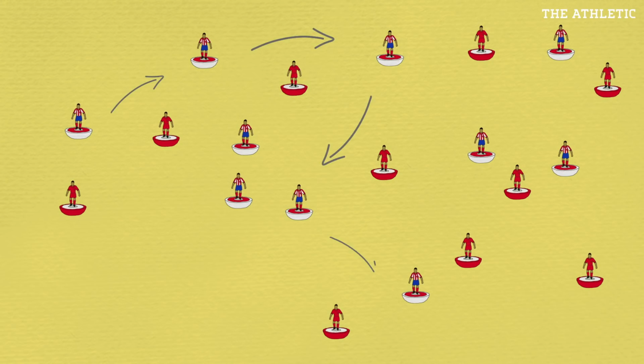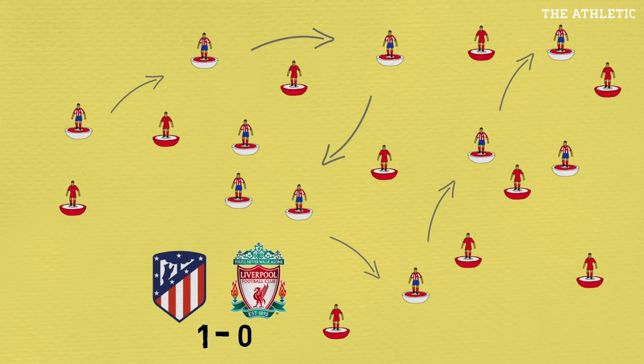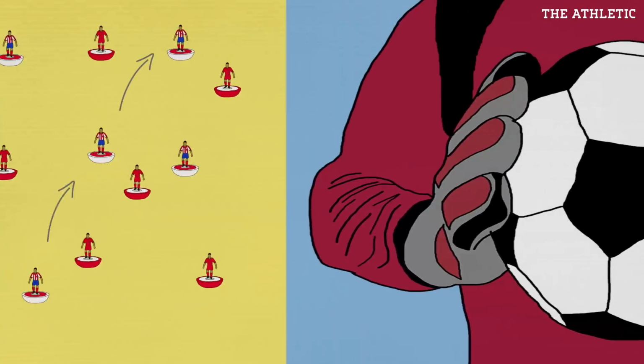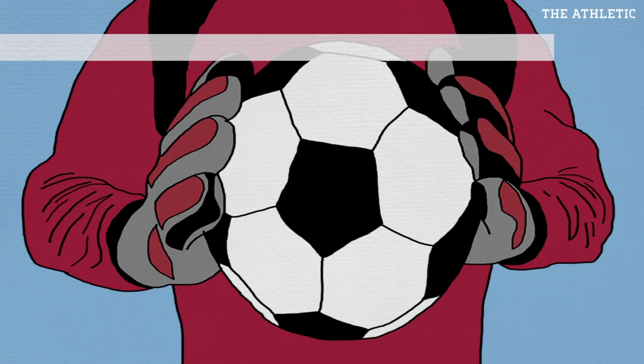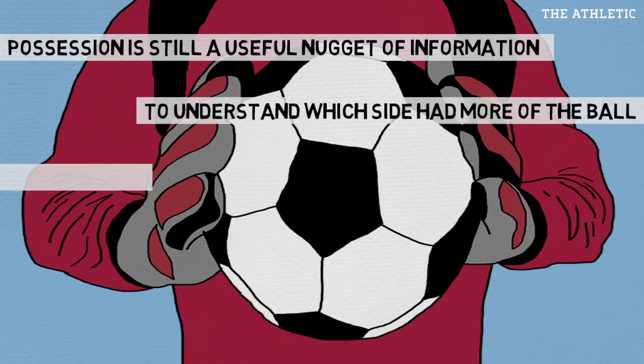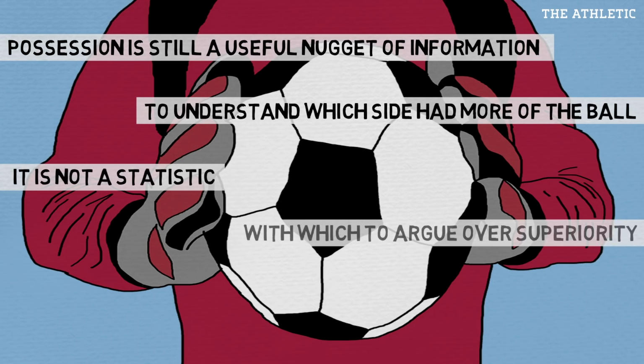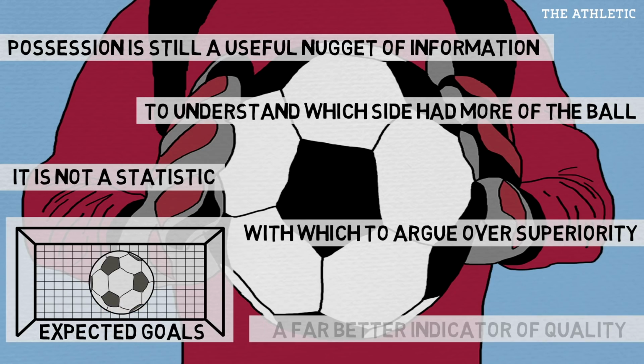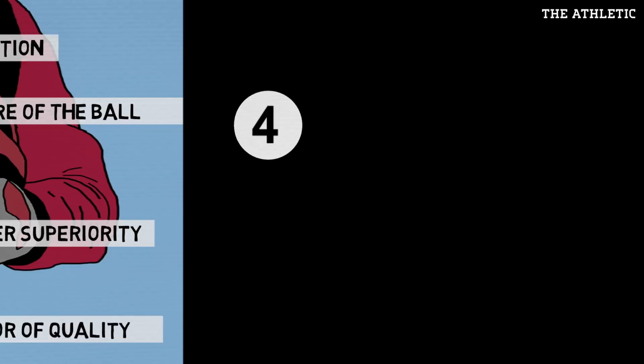Winning the possession battle doesn't really give us much information beyond how teams set up to play, and in-game can be entirely dictated by the scoreline. In Atletico Madrid's 1-0 victory recently against Liverpool in the Champions League, for example, after a 4th-minute goal, Atleti set up shop, having just 27% of possession. That figure may have looked entirely different had Atleti not scored early on. Possession is still a useful nugget of information to understand which side had more of the ball, but it's not a statistic with which to argue over superiority. Expected goals is a far better indicator of the quality of a team.